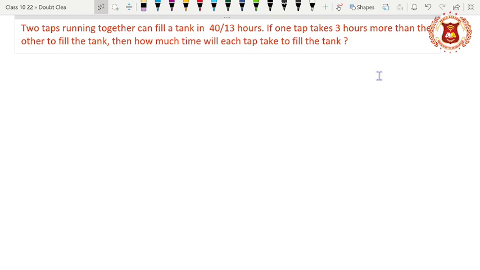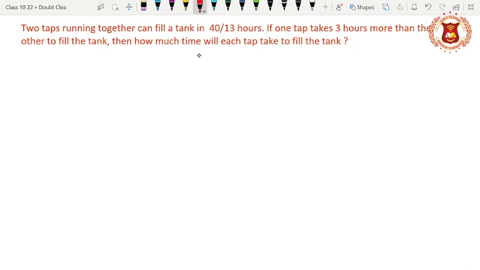From quadratic equations in the board exam, you will usually get application-based questions, usually a tap question or an upstream-downstream problem, etc. Many students struggle to solve this tap problem here, even though it is very simple if you know certain tricks. Let us solve this problem.